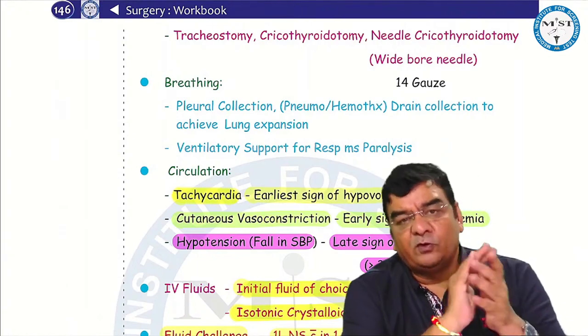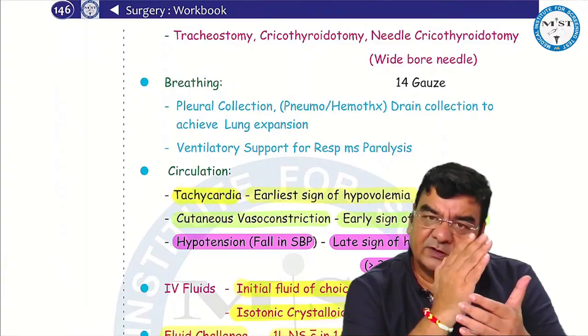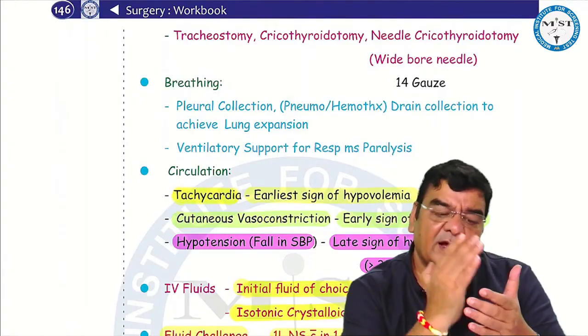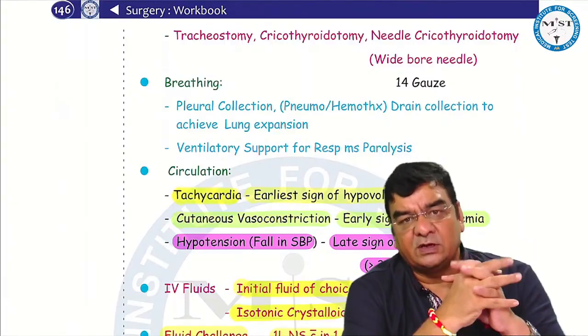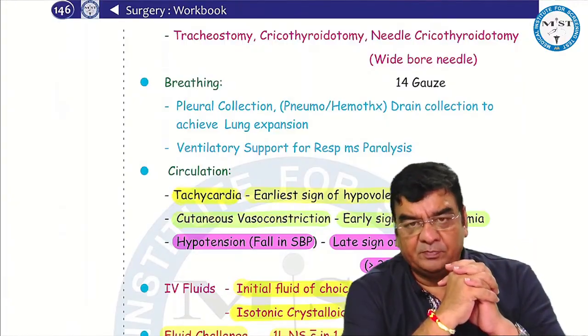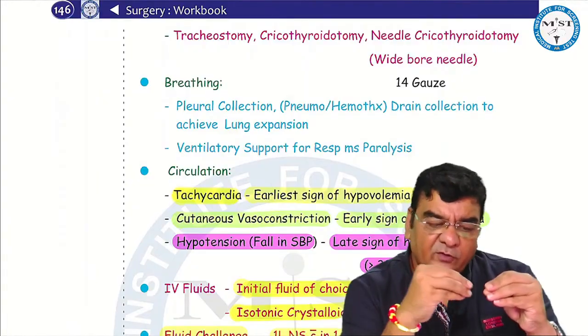So in all hypovolemia situations, the earliest sign we see is tachycardia. Cutaneous vasoconstriction is an early sign, but hypotension is a late sign of hypovolemia, which occurs when more than 30% of volume has been lost. To restore that volume or to generate pressure in the pipeline, we have to give IV fluids.